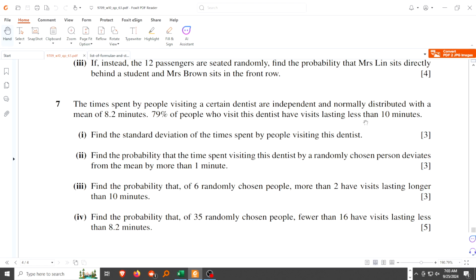So this is a question on the normal distribution. Of course, we are given the mean. We are to find the standard deviation. Upon finding the standard deviation, then we work out the rest of the parts of the question. So the solution to this question proceeds as follows.